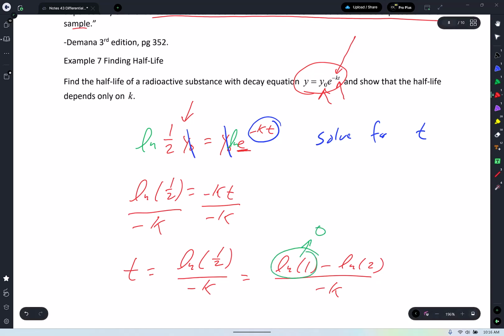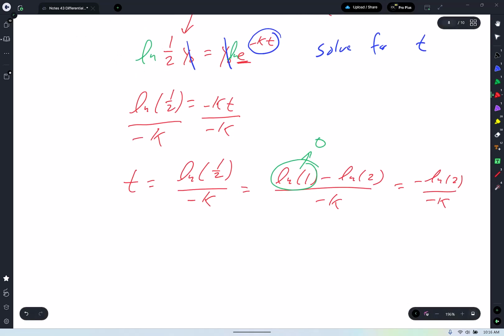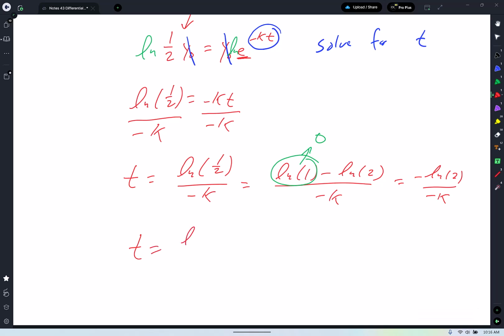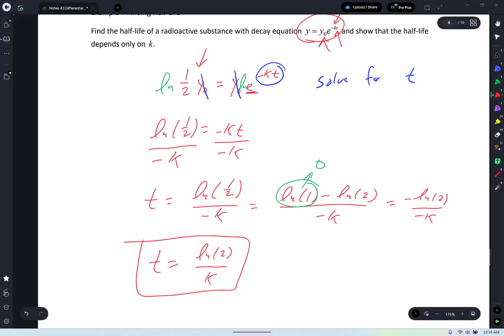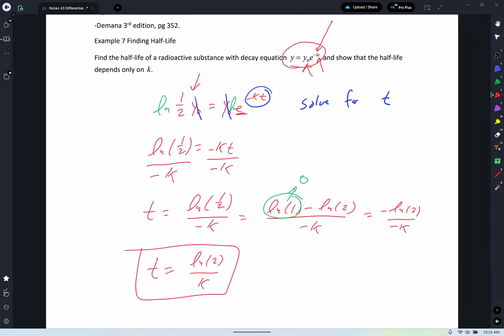And then ln of 1 is just 0, right? And then you have negative ln of 2 divided by negative k, which is just ln of 2 divided by k. And there it is. Your half-life just depends on the k value and not the nuclei present. Find the half-life and show that the half-life depends only on k. Yep, there's only a k in there. So this is your half-life.